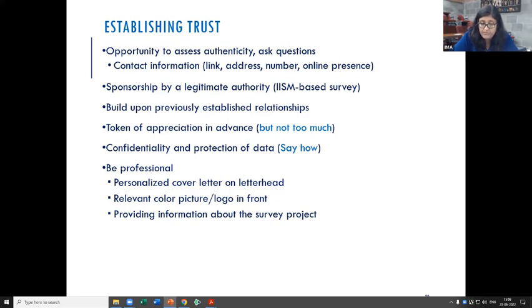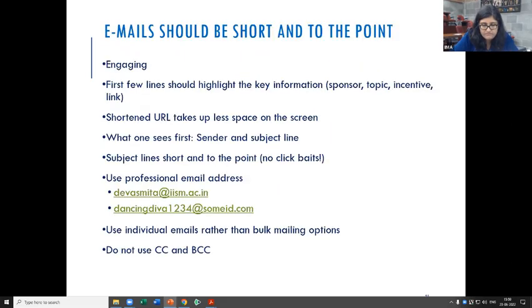Say how you'll protect the data. Write a very professional, personalized cover letter on the letterhead. If it's relevant, then you can add relevant pictures of the institutions, because there's a visual effect to that. And also provide information about the survey project itself. What is it? What are you going to do? What are you going to use it for? Emails should be engaging. It should be short. It should be to the point. The first few lines should highlight the key information.